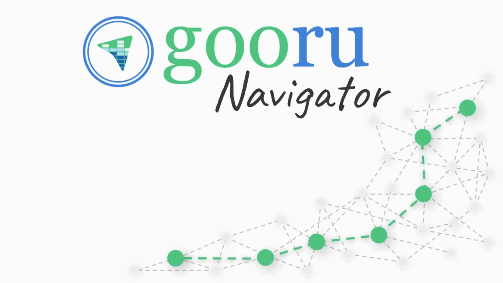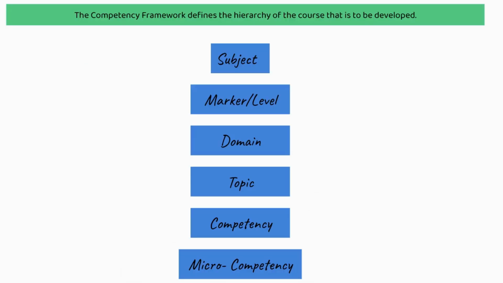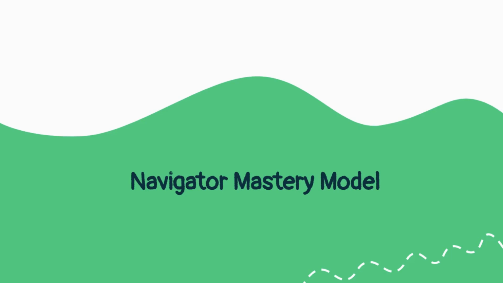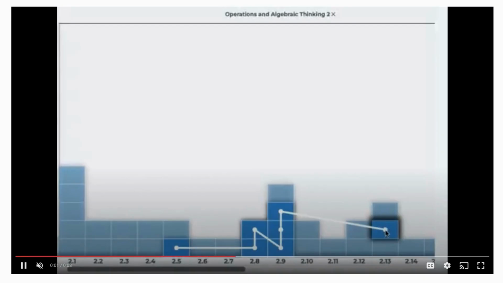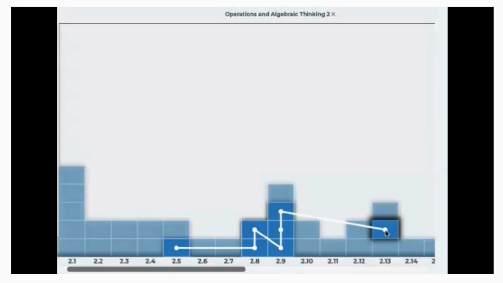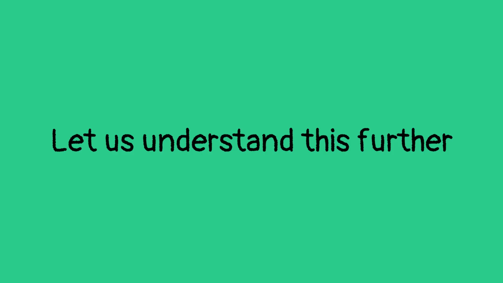In an earlier video, we got an understanding of the competency framework taxonomy and how to develop it. In this video, we will dive a bit deeper into the details of the competency model, the Navigator mastery model. We know that learning on the Navigator is tracked at the level of a competency. Any subject can have a series of competencies that could possibly have relationships between them. Let us understand this further and its significance on routes and reroutes.